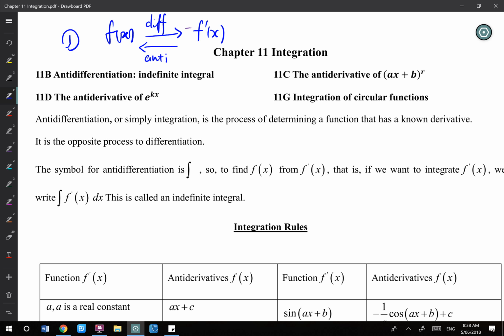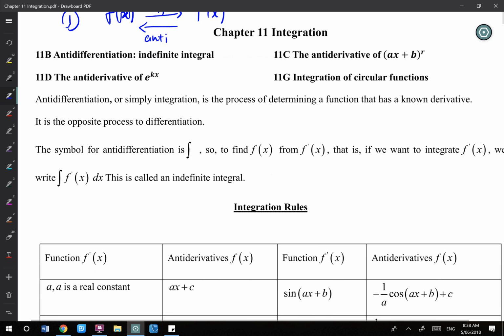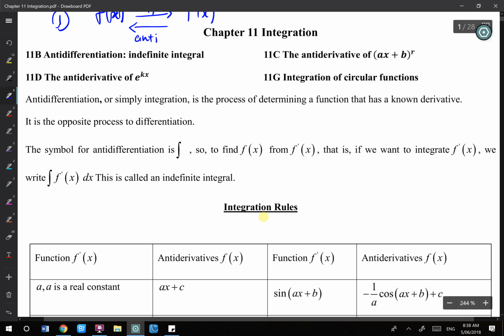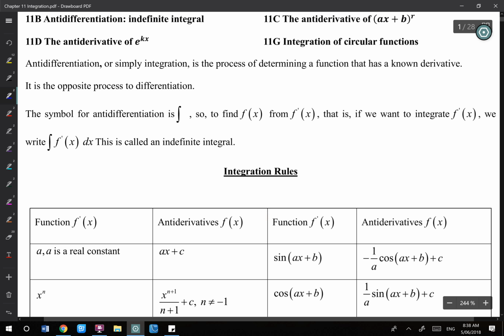So we have differentiation to make f(x) into the gradient function. Now we have the gradient function. How can we get it back to the original f(x) function? So that's the first thing we talk about. That's the first meaning for integration. So anti-differentiation, or simply integration, is the process of determining a function that has a known derivative. It is the opposite process to differentiation. For differentiation, we have the d/dx to differentiate something. For integration, we have this sign here, the integration sign. So we write the integral sign with dx.